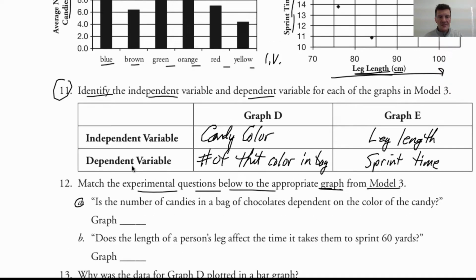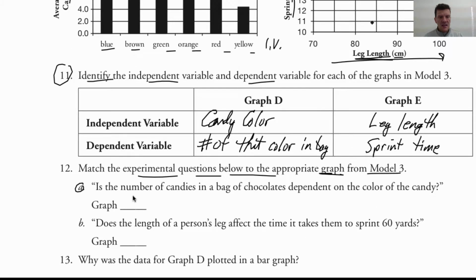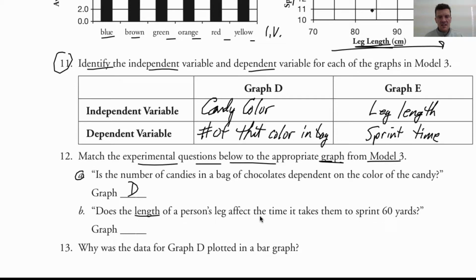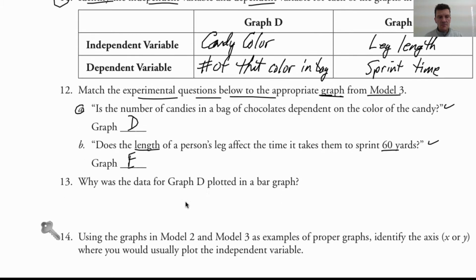Hopefully you see it's obvious that that would be graph D because it's talking about candies and colors. And then the other one, does the length of a person's leg affect the time it takes them to sprint 60 yards, and that would be graph E. So these questions are going to be answered as we look at the graphs above.